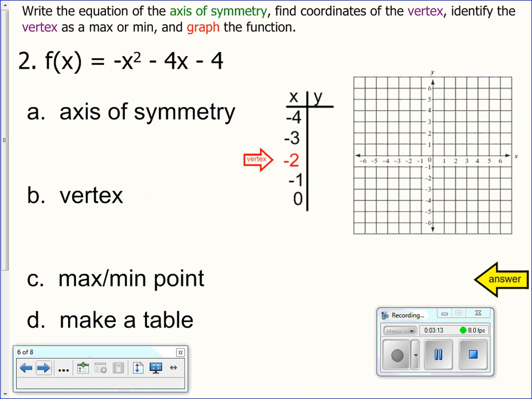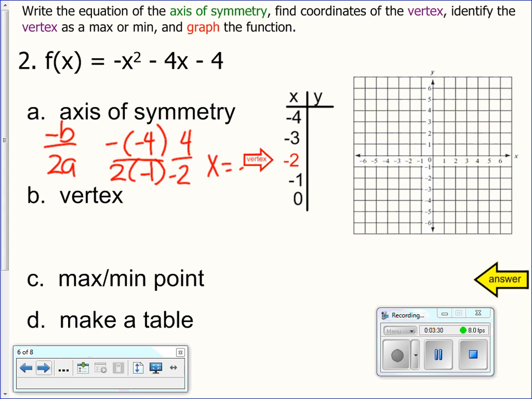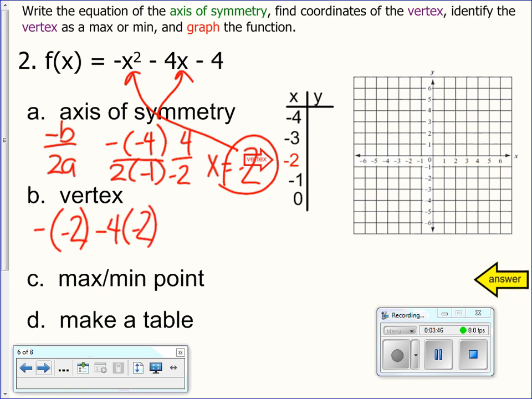So this one, negative x squared minus 4x minus 4, again, starting with my axis of symmetry of negative b over 2a. So I have negative 4 over 2 times negative 1. So that gets me 4 over negative 2. So x equals negative 2. Now I need to solve for y. So I plug in this value for x. And I get negative 2 squared minus 4 times negative 2 minus 4, so y equals 0. And a is negative, that means it's a sad face, so it is a max.